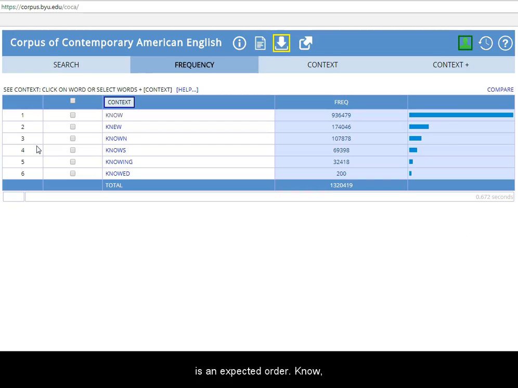Now, what the search will produce is an expected order. Know, K-N-O-W, appears most commonly, likely because it includes all instances where know occurs in the infinitive to know, and all instances where it occurs as the first and second person singular, or first and third person plural in the present simple.